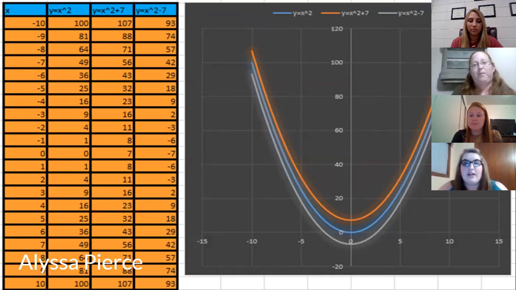What we're going to look at is which line represents which function. What function do you think is represented by that blue line? The x squared. You are correct, because if you look at the point 0, 0, which is your origin point, it's kind of your starter, because you know that if you add 7, that line's going to go up. So the orange line is x squared plus 7, and the silver line below the blue line is going to be our subtract 7.